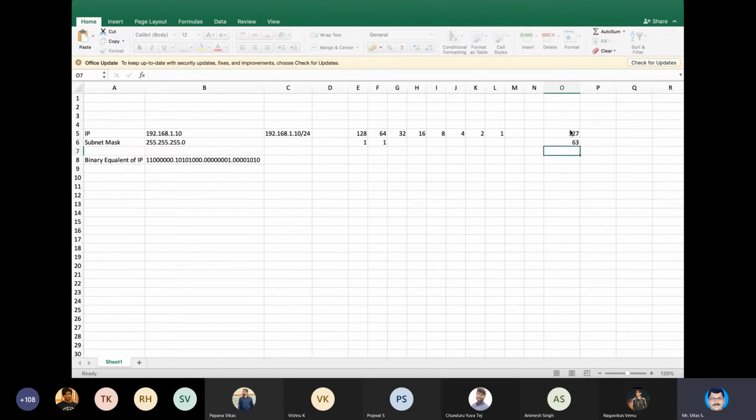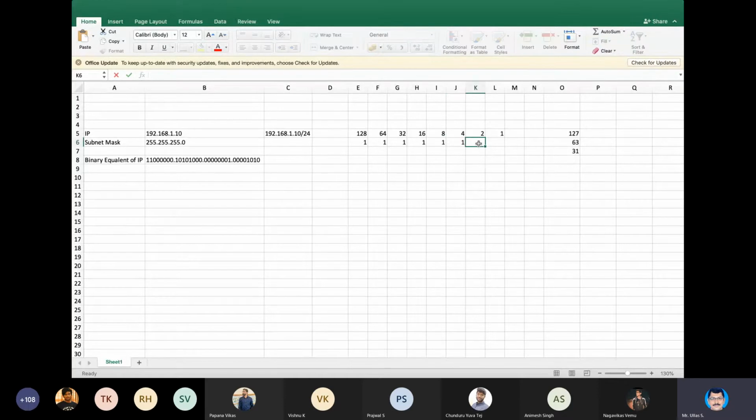So 32 is definitely 1. So now from 63, how much I have reduced? Minus 32. Now left out is 31. So now this also is 1. 31 minus 16, it is 15. So 8 is also 1. Now 15 minus 8 is 7. So 4 is also 1. Now left out is 3. 2 is also 1 then. 1 is also 1. So all bits are 1.